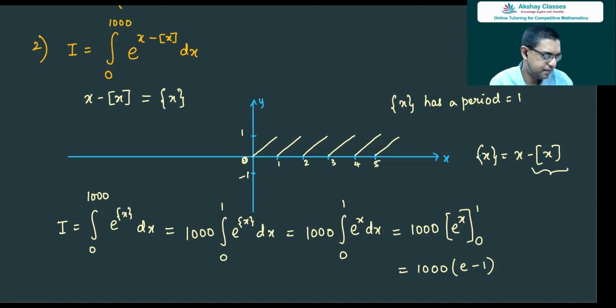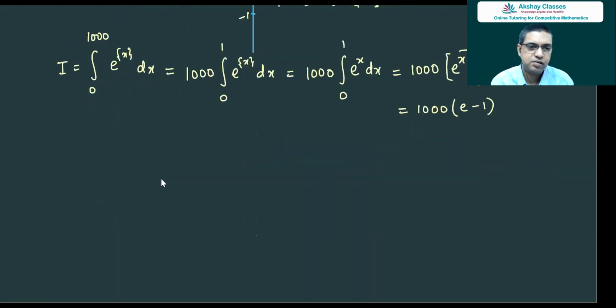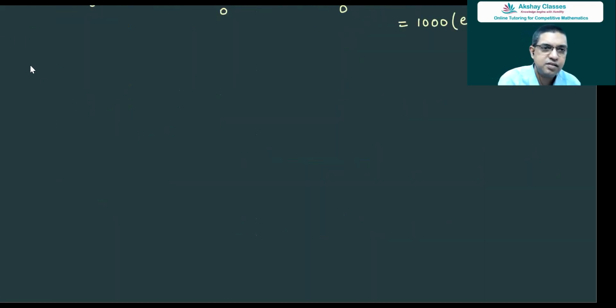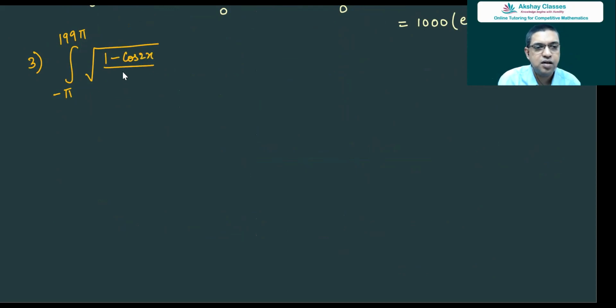Okay, next. Extension. Integral from minus pi to 199 pi of under root 1 minus cos 2x upon 2 dx. Please find this out.